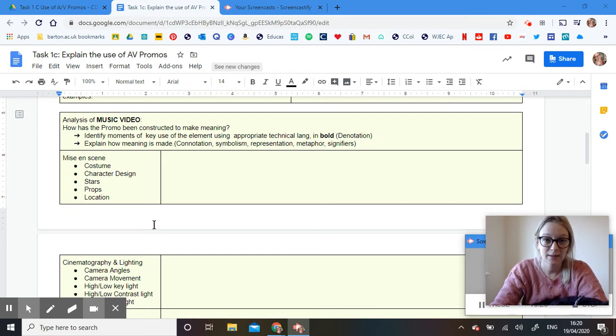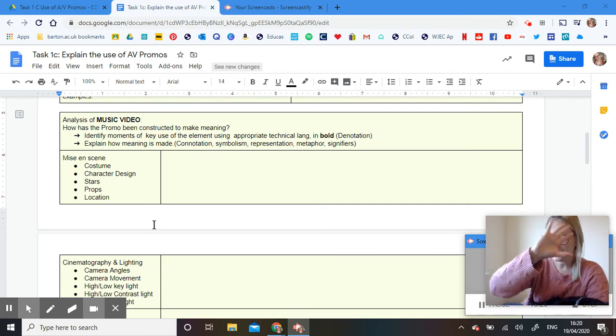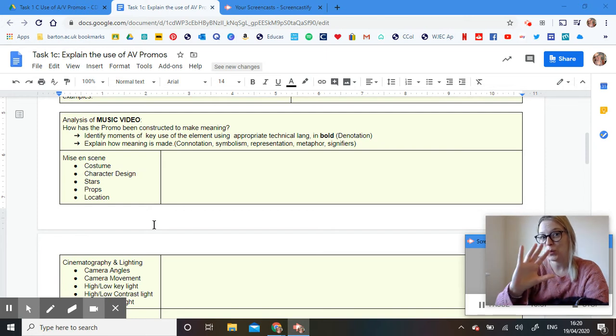What is the meaning? So your sentence structure is going to be like this. You're going to explain using technical language what you see, and then you're going to explore the connotation and meaning in the second part of your sentence. So what do you see? Why do you see it?